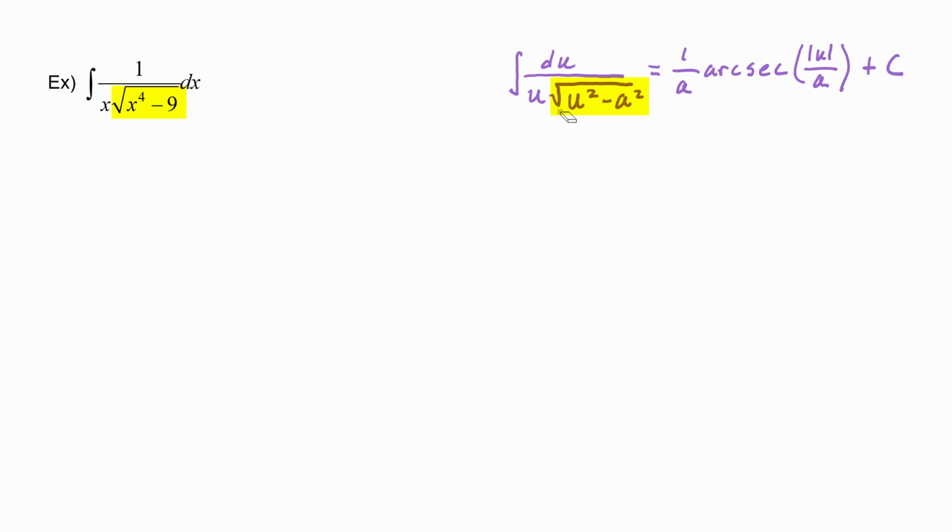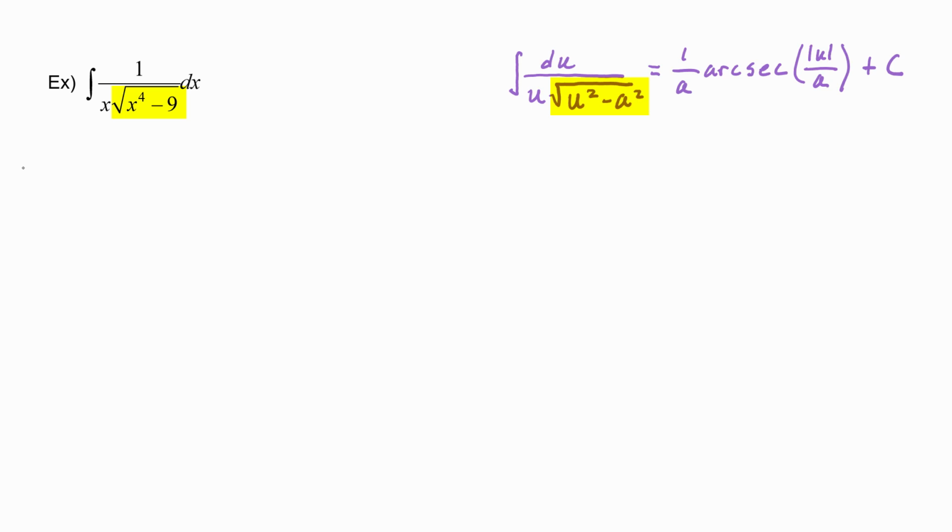So we suspect we will be setting it up to look like the integral of du over u square root of u squared minus a squared, which will result in 1 over a arcsecant of the absolute value of u over a plus c. So let's look under this radical first. We need u squared minus a squared in the format.